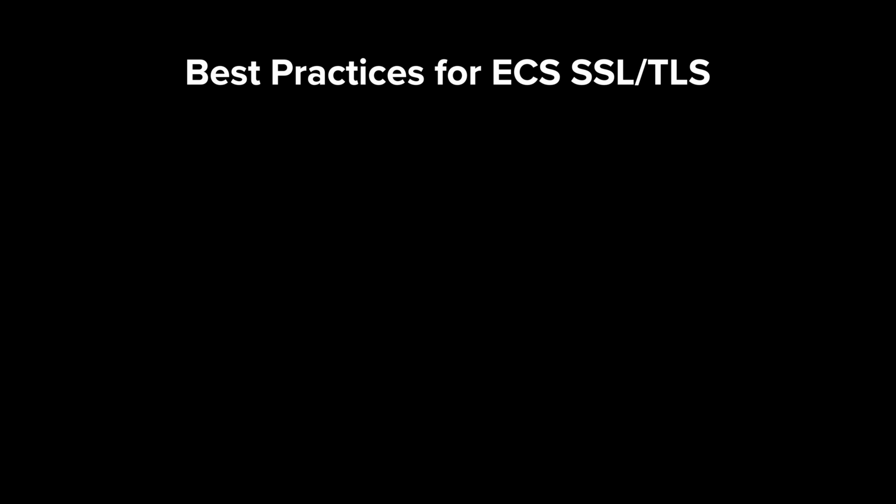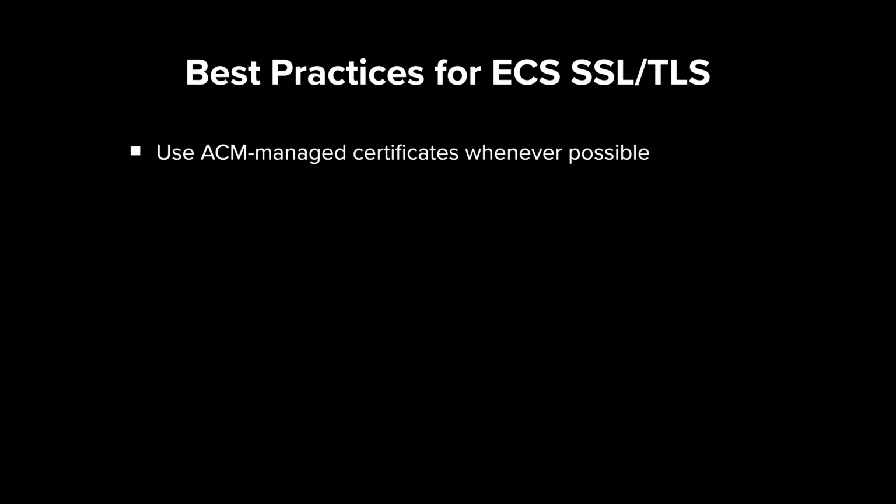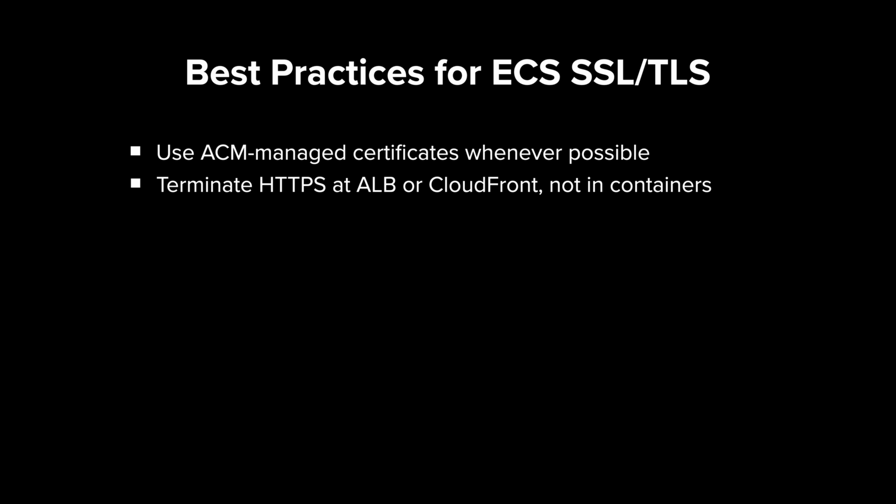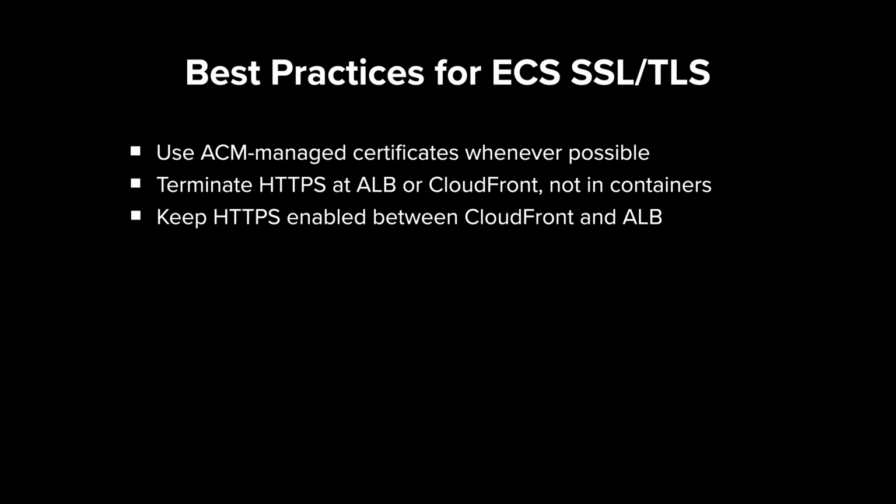Here are some best practices for using SSL and TLS with ECS. Always use AWS Certificate Manager to provision and manage your certificates whenever possible. This avoids manual renewal and reduces operational risk. HTTPS should terminate at CloudFront or the Application Load Balancer, not inside containers, so your services stay simple and scalable. When CloudFront is used, keep HTTPS enabled between CloudFront and the ALB to ensure encryption across all network hops.